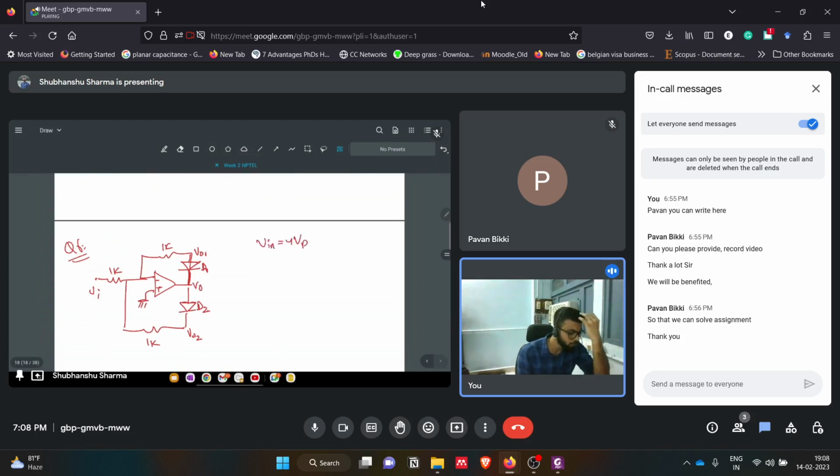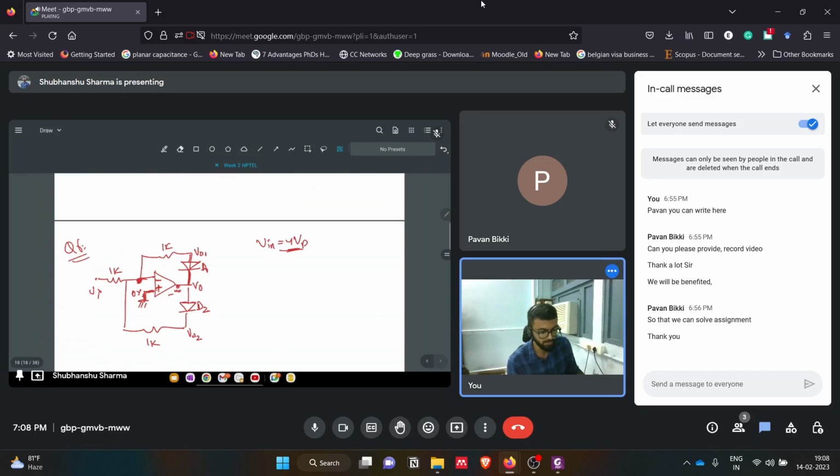So again you have to think which diode is in what condition. You will see that V input is positive. You gave a positive voltage in comparison to the 0 volt which is here. So this voltage is greater than this voltage. Since this is the negative terminal of the op amp, we will get a negative output.